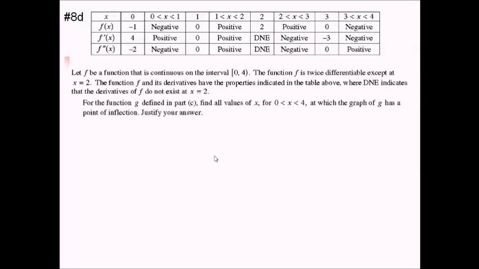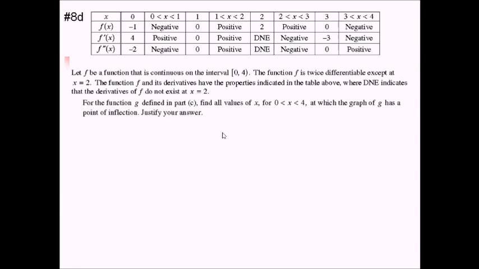For this problem, for the function g defined in part C, we want to find all the values at which the graph of g has a point of inflection and justify the answer. So if we want to know about points of inflection for g, then it would be helpful if we knew about g double prime. Now, another way to get at this is to see where g prime is switching from increasing to decreasing or decreasing to increasing. But they didn't really give us that in the table. They actually gave values of things that were positive or negative. So we're just going to go with g double prime to show the inflection points this time around.